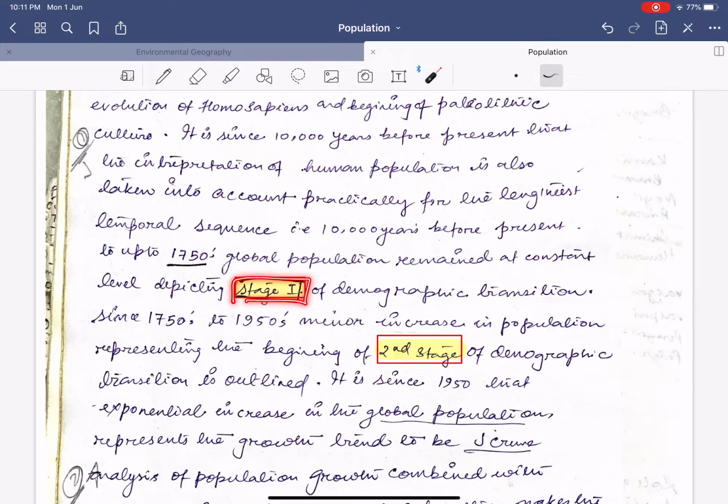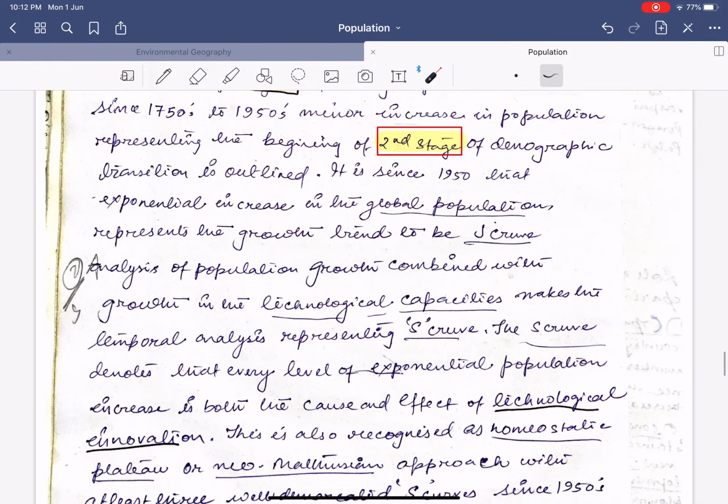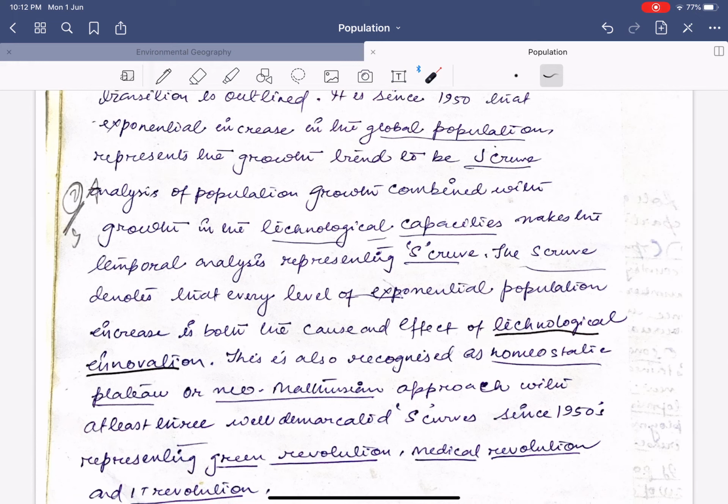Again, we have stage 1 of the demographic transition. Since 1750 to 1950 there was a minor increase, representing the beginning of the second stage of the demographic transition. It is since 1950 that the exponential increase in the global population represents the growth trend in the J curve. Basically, this is the statement that I have written. What I want you to do is draw the diagram and write what you completely understand from the diagram. Next, analysis of the population growth combined with the growth in technological capacities makes the temporal analysis.